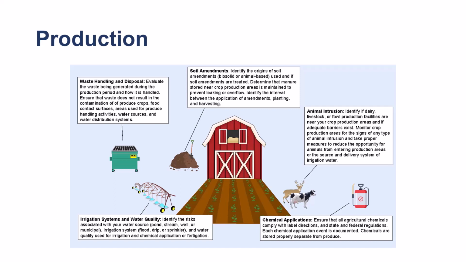There are several important factors to consider: soil amendment types, application methods or timing, and storage practices. Wildlife, livestock, and domestic animal presence, intrusion, and monitoring. Water sources, quality, uses, application methods, and water system construction and maintenance. Agricultural chemical uses, mixing, application equipment, storage, and disposal practices. Waste handling and disposal practices.